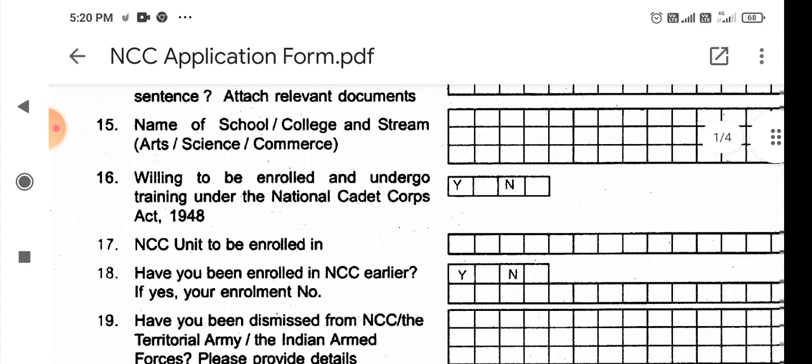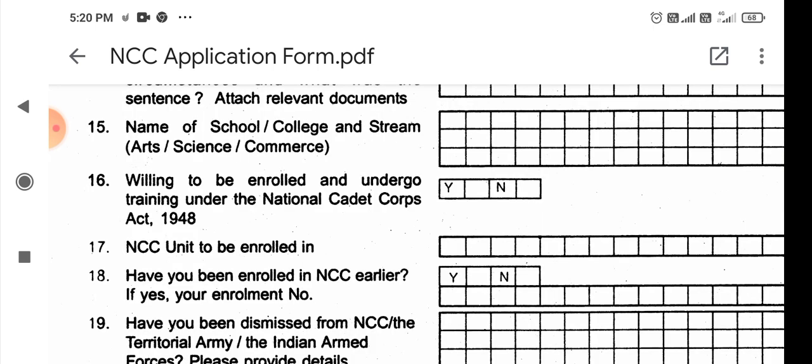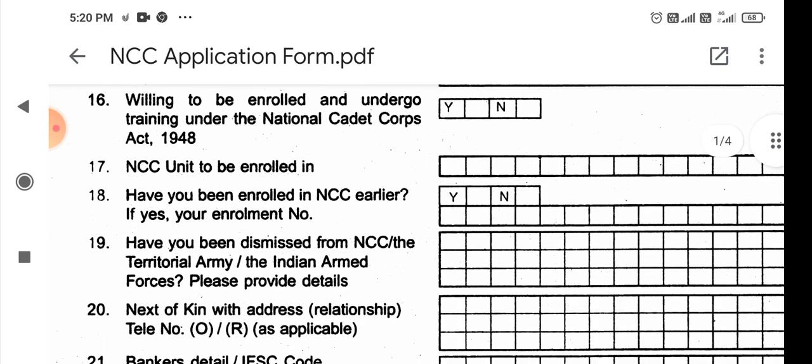Then the next one is NCC unit enrolled in. That means the battalion in which you are seeking NCC admission should be filled in here. And the next one is, have you been enrolled in NCC earlier? If you attended NCC during your school days, in junior division as an NCC cadet, then you can fill in your regimental number and details in this column.